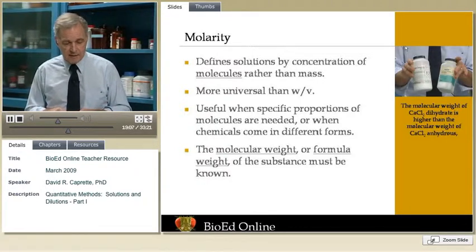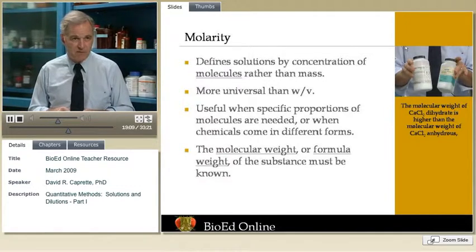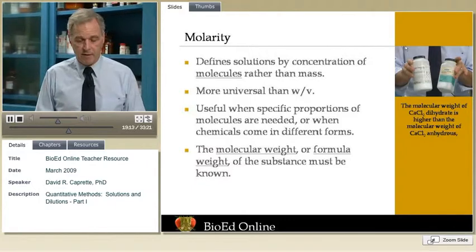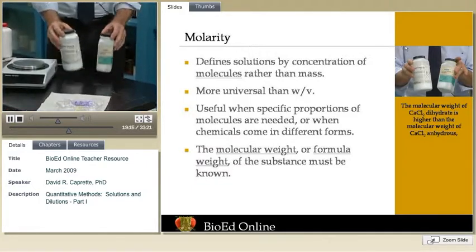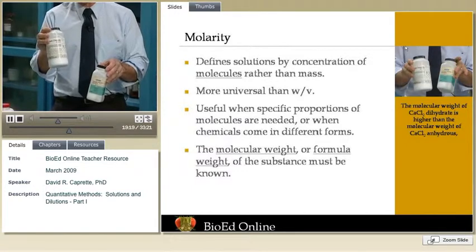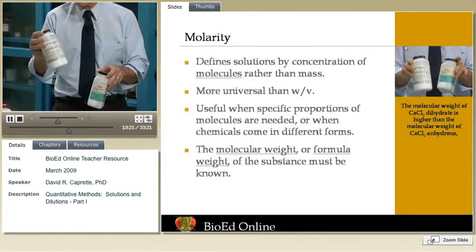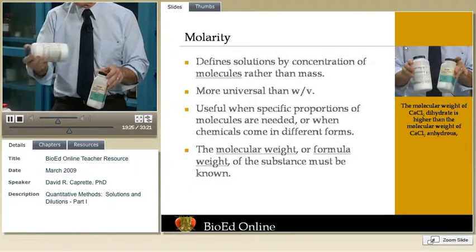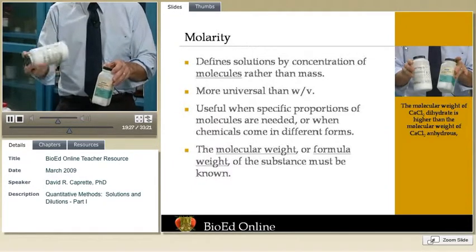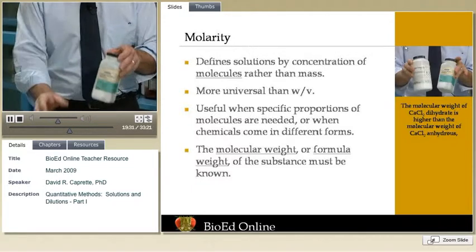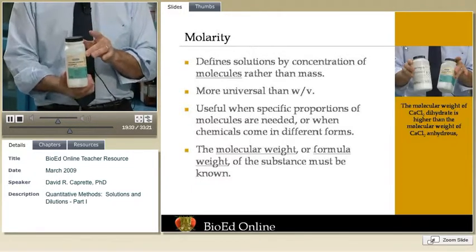There's another disadvantage to using a percent to describe a formula, and an advantage to using moles, and that is that chemicals come in different forms. For example, I have calcium chloride here on my bench. This one, the one in my right hand, is calcium chloride anhydrous. Anhydrous means that it is just calcium chloride. There might be a little water in here because it's humid in the lab, but it started off as pure calcium chloride. Over here I have calcium chloride dihydrate.